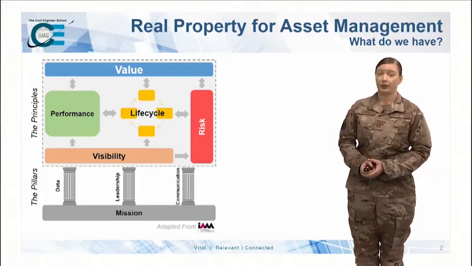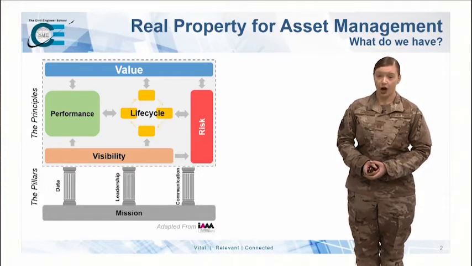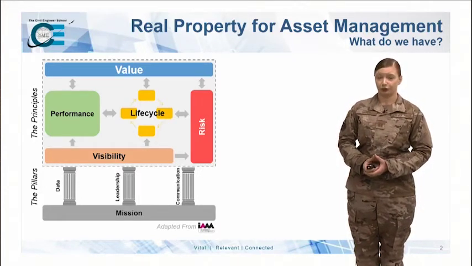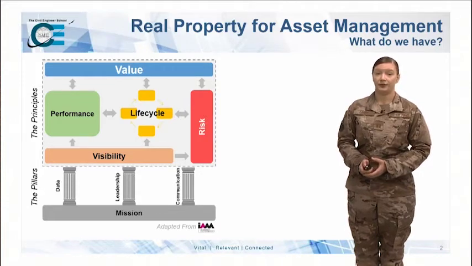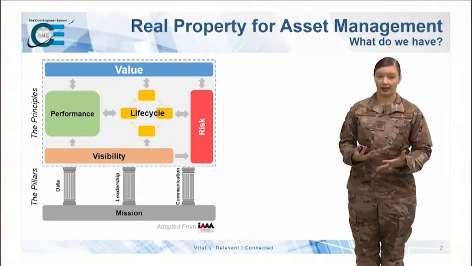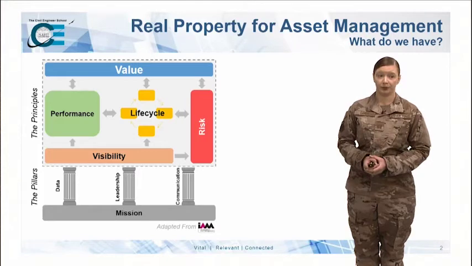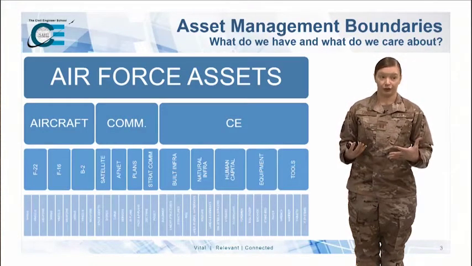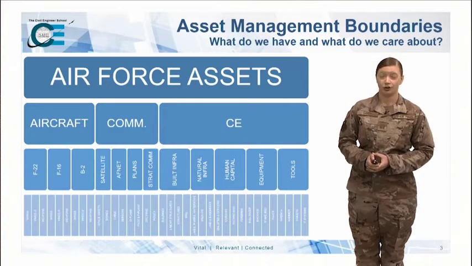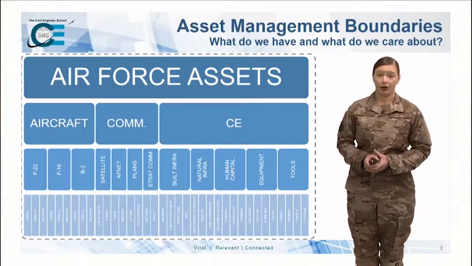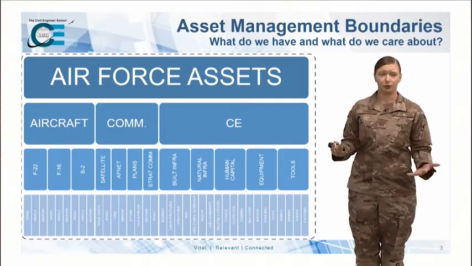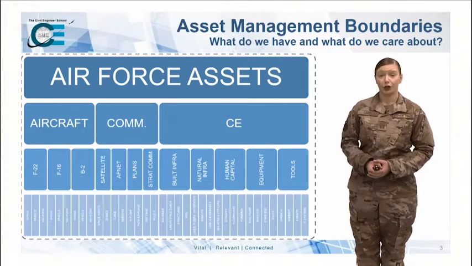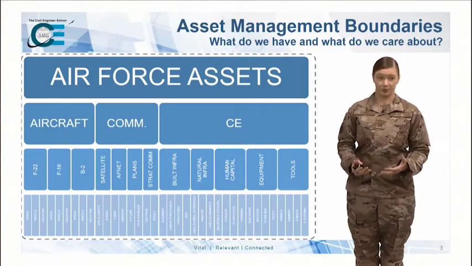We use real property to define the boundaries around the natural and built infrastructure assets that make up the visibility for our asset management portfolio. So this kind of creates our boundaries. The Air Force has all types of assets: aircraft, vehicles, human capital, logistics, IT. The chart here is just a small sample.